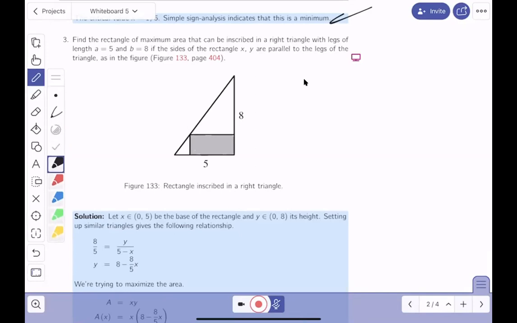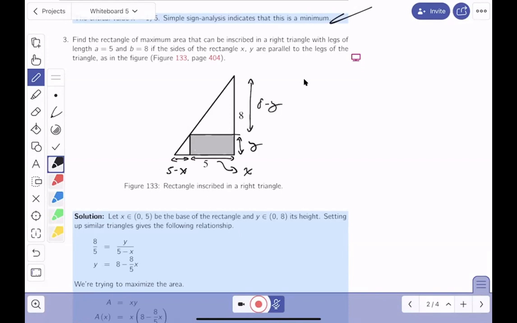I'm going to call this dimension here y, because y is up and down. And I'm going to call this dimension over here x. And then this dimension here would be 5 minus x. I'm not going too fast. And this dimension over here, what would that be? That would be 8 minus y.